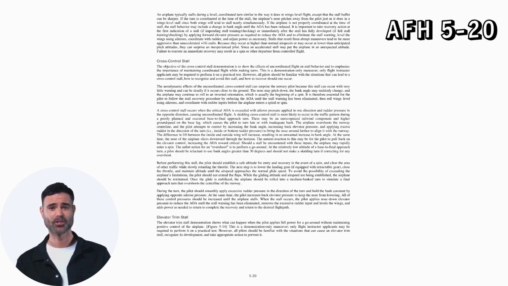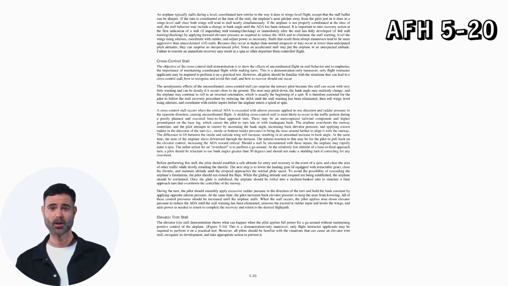The safest action for an overshoot is to perform a go-around. At the relatively low altitude of a base to final approach turn, a pilot should be reluctant to use bank angles greater than 30 degrees and should not make a skidding turn if correcting for any overshoot.